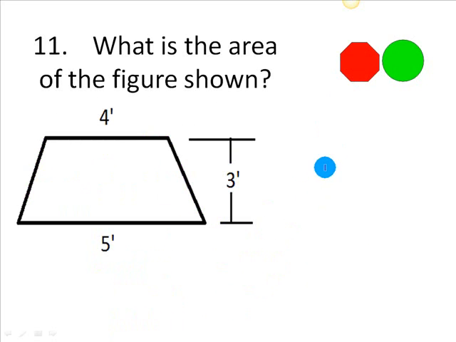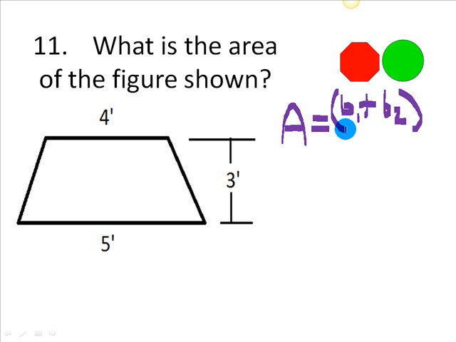This is called a trapezoid, and formulas are kind of easy because you just plug in the numbers. The area for any trapezoid, also called a trapezium, is base 1 plus base 2, times the height, all divided by 2. That's the formula. And it doesn't matter which one you call base 1 or base 2.